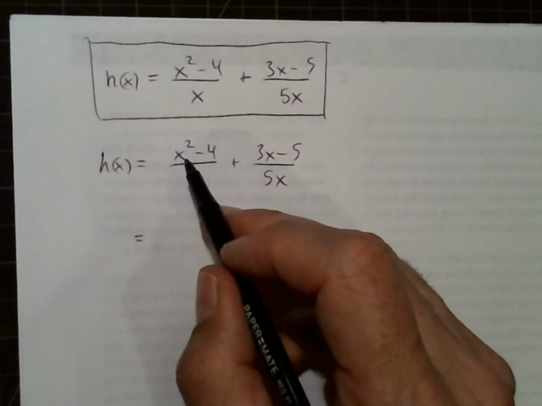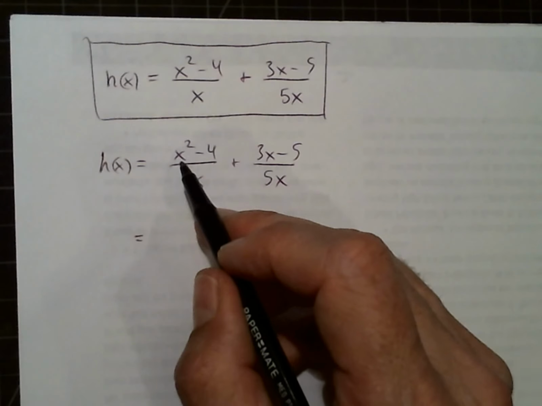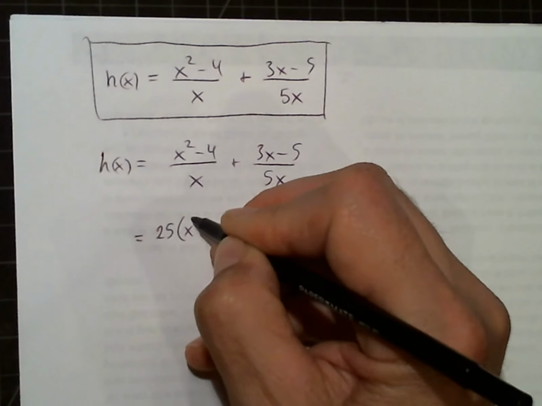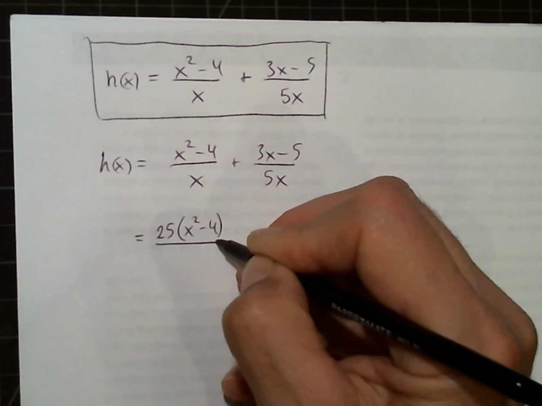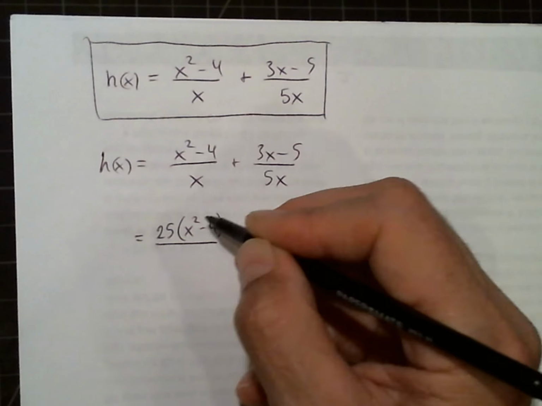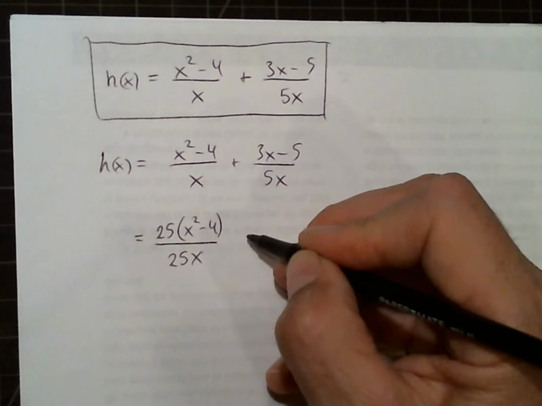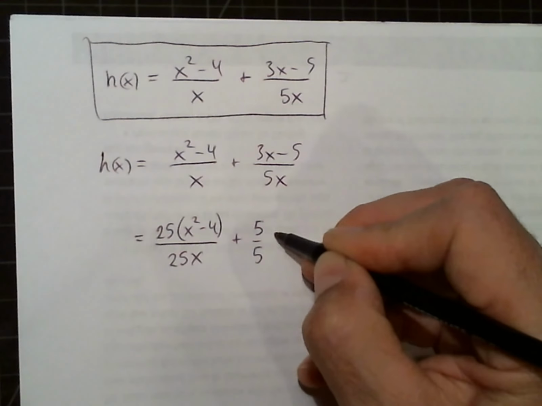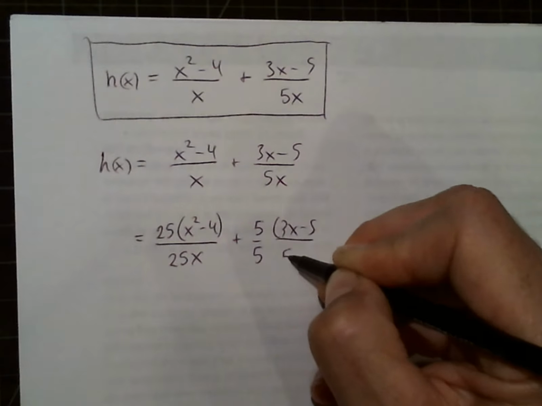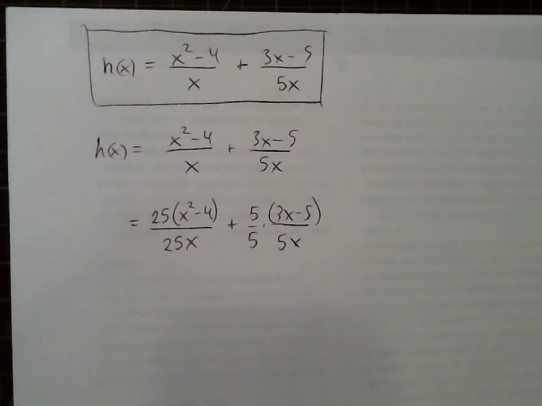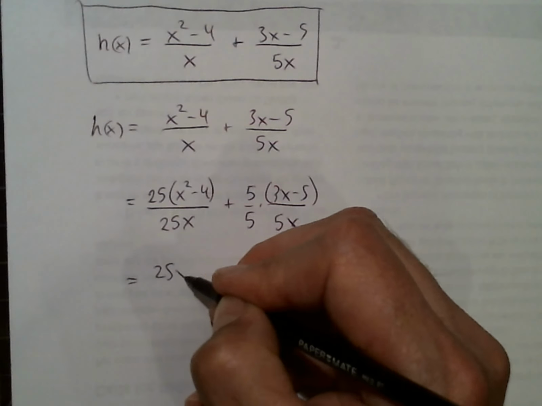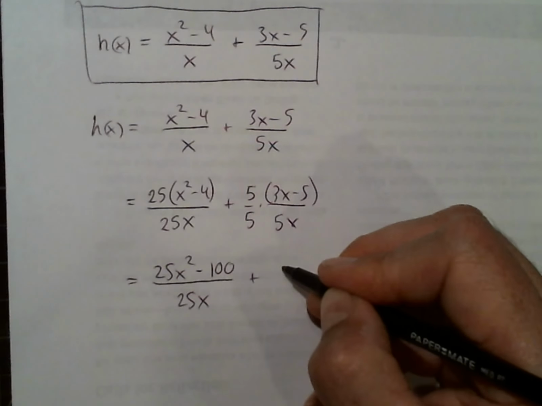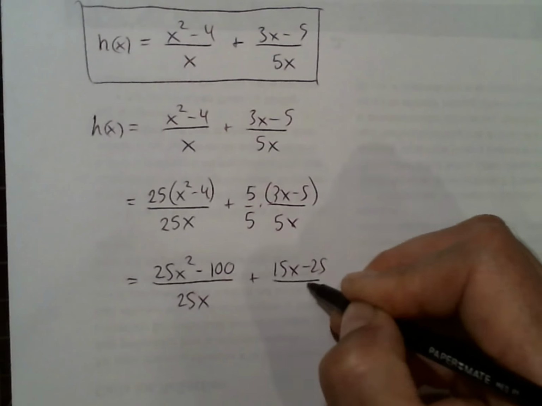So we want this to be, this has to be a 25x, so I'm going to multiply by 25 x squared minus 4 and 25 in the denominator. If we multiply the top by 25, multiply the bottom by 25. This, we want there to be a 5 here, so I'm going to multiply numerator and denominator by 5. Then we'll have 25x squared minus 100 over here, 15x minus 25 and 25x.